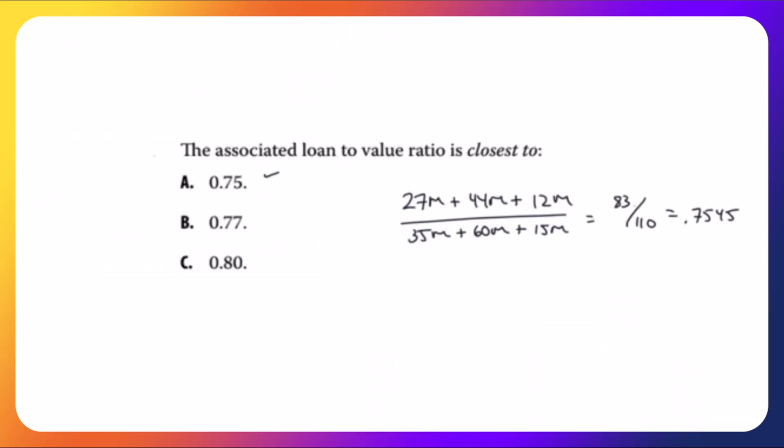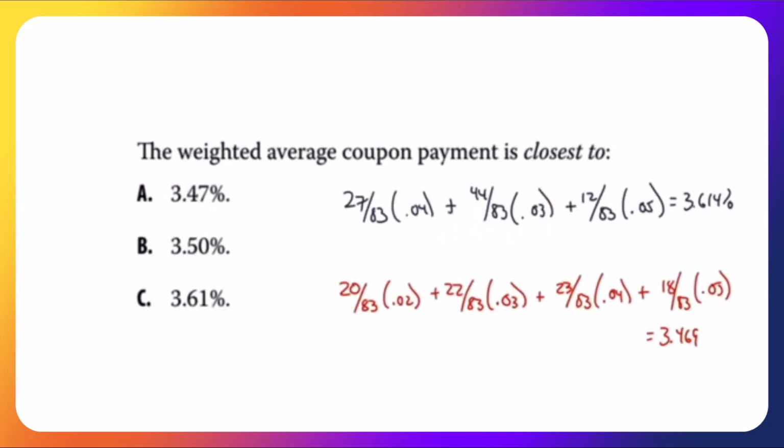The associated loan to value ratio is closest to. So these are the 3 loans in the pool. This was the value of the properties backing each of the loans, 83 over 110, 0.7545. Okay, this question is sort of misleading.